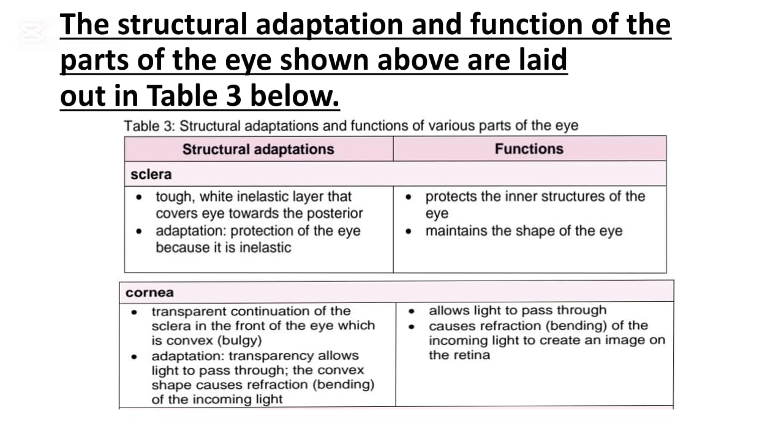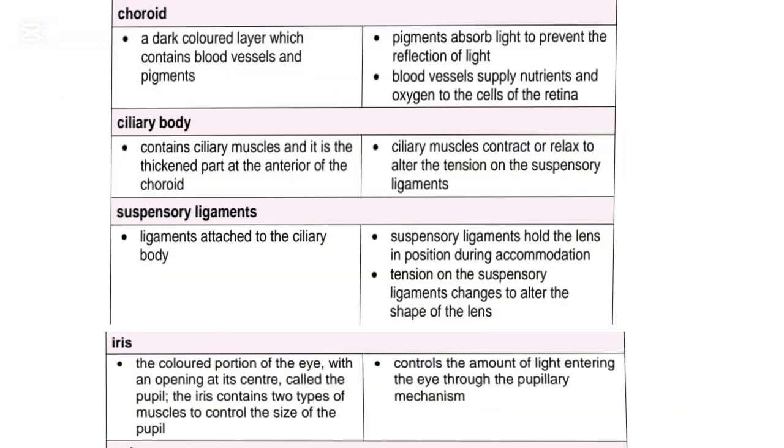Cornea. This is a transparent continuation of the sclera in the front of the eye, which is convex. Adaptation. Transparency allows light to pass through. The convex shape causes refraction of the incoming light. The function of the cornea is to allow light to pass through and to also cause bending of the incoming light to create an image on the retina.